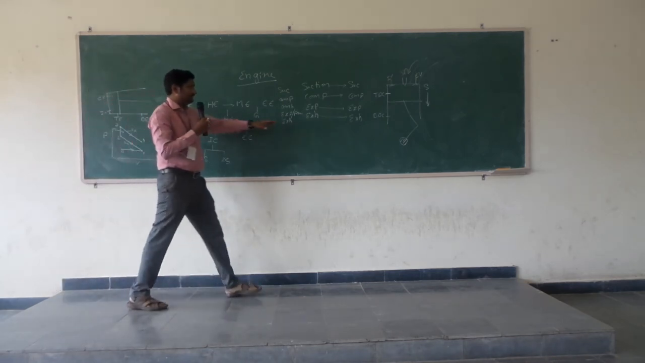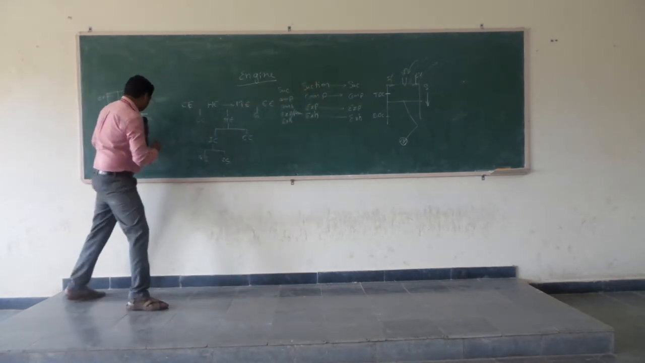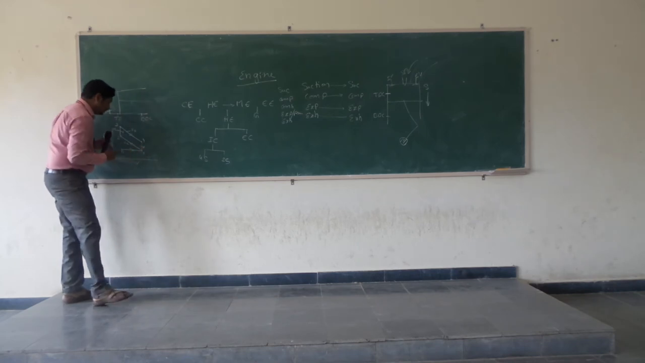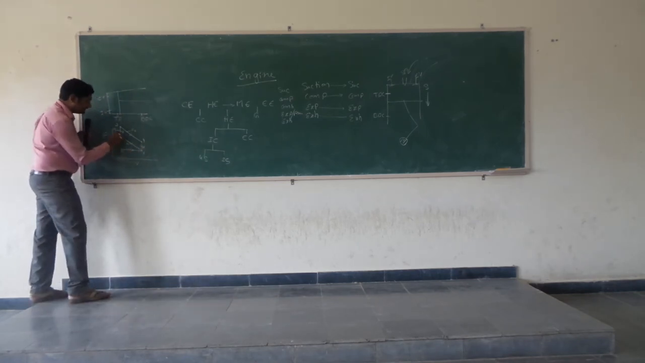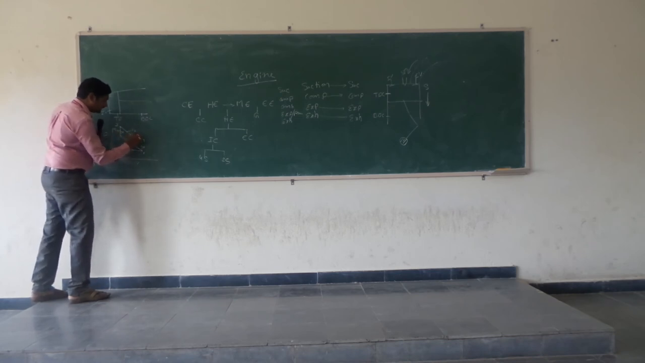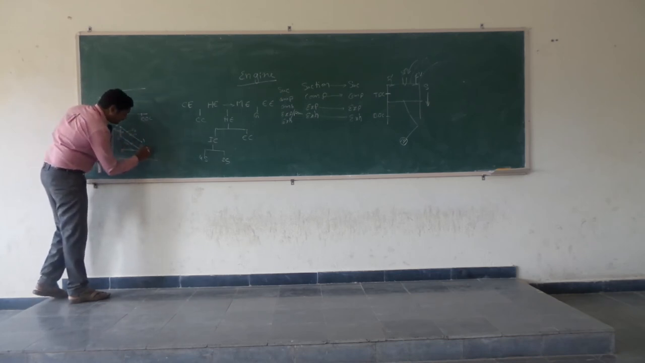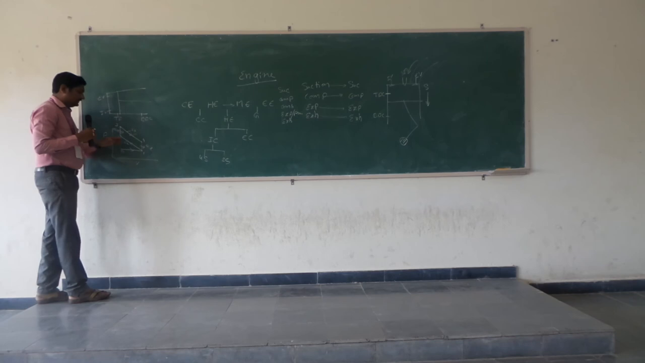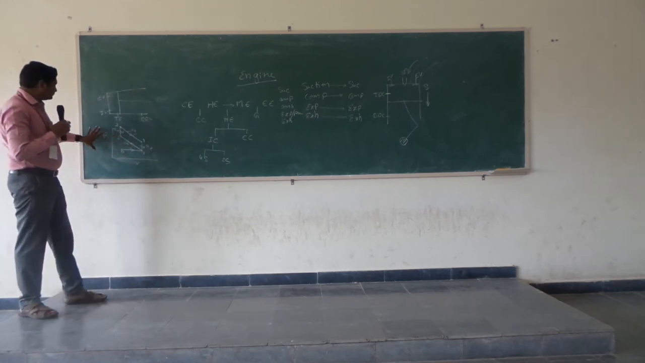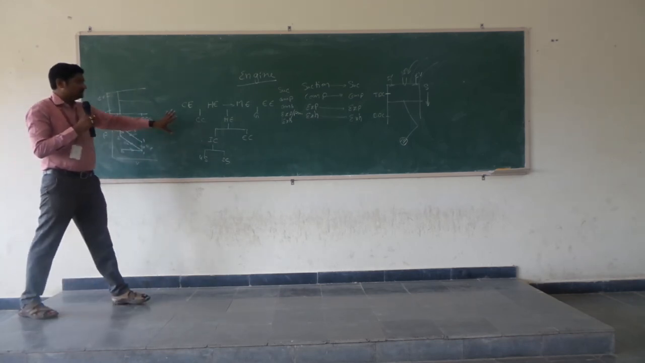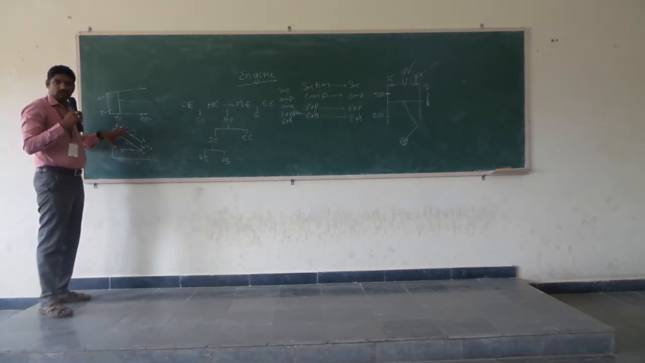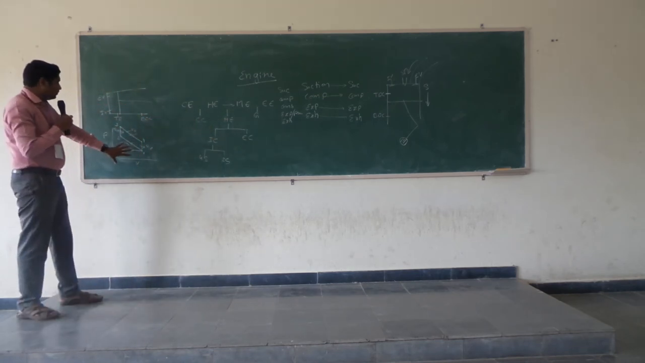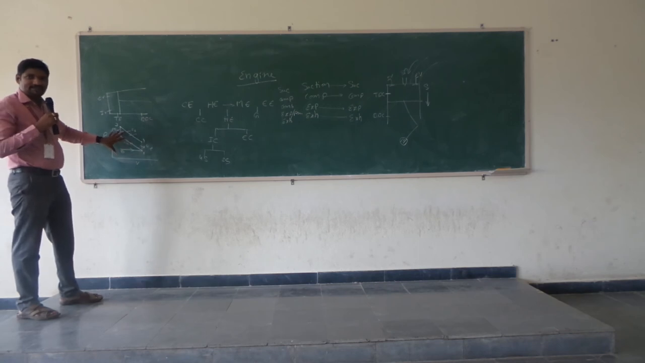After that, the exhaust process. This is the work done on the system. Heat is supplied here, and work is done by the system. Heat output is here. This is the PV diagram for the spark ignition engine. The SI engine follows the Otto cycle, which is also called the constant volume cycle.